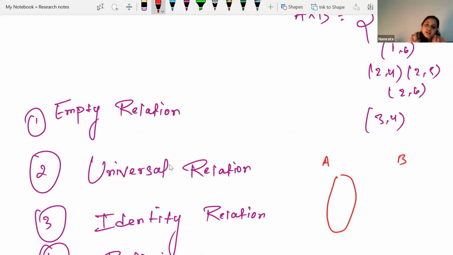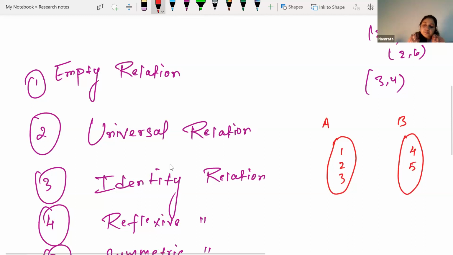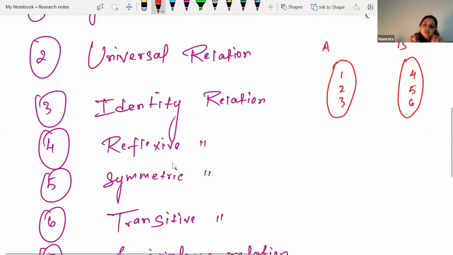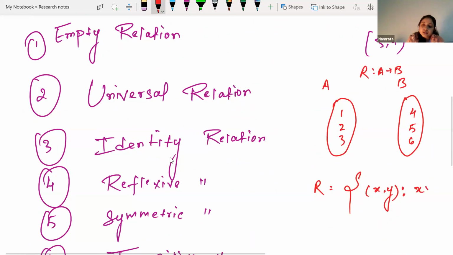The elements of set A are 1, 2, 3, and the elements of set B are 4, 5, 6, and we have a relation R from A to B, which is defined as consisting of all ordered pairs (x, y) such that x is greater than y.